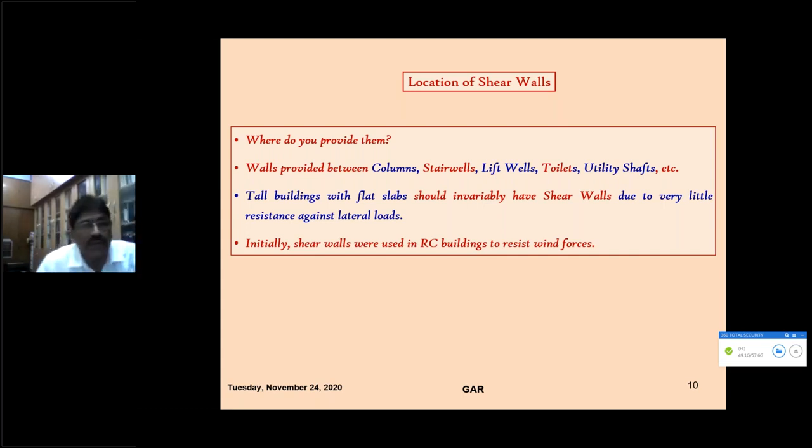So now, walls are provided between columns, stair wells, lift wells, toilets, or utility shafts.